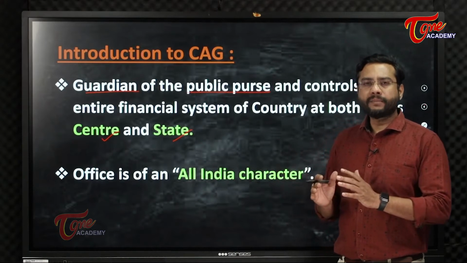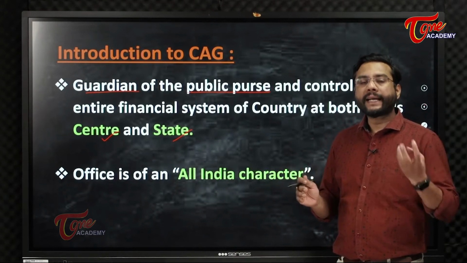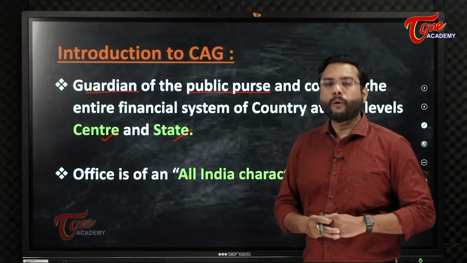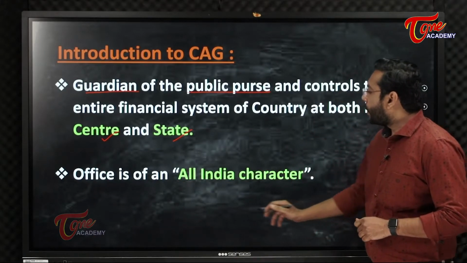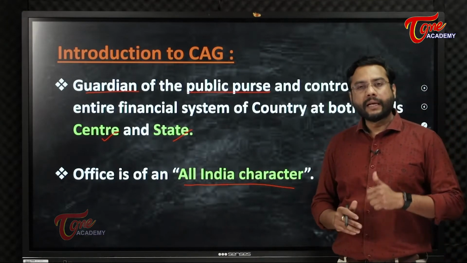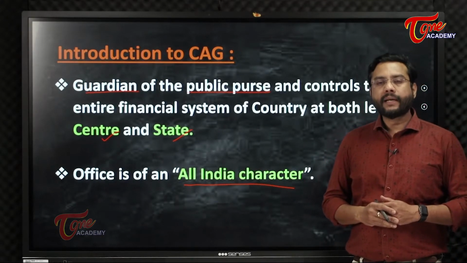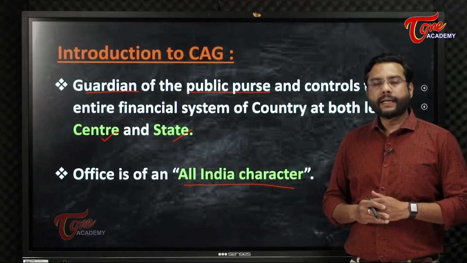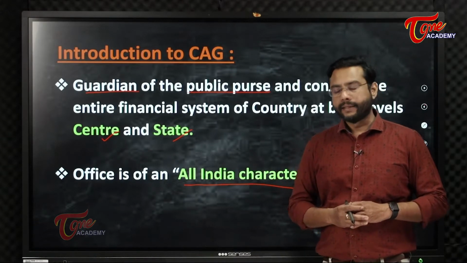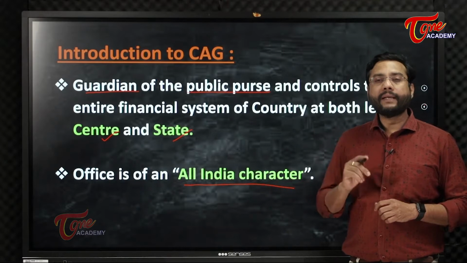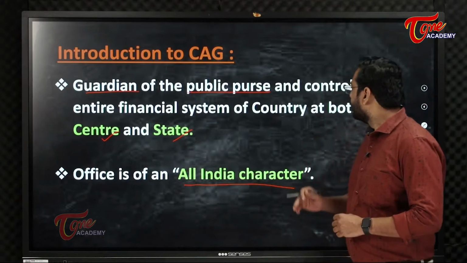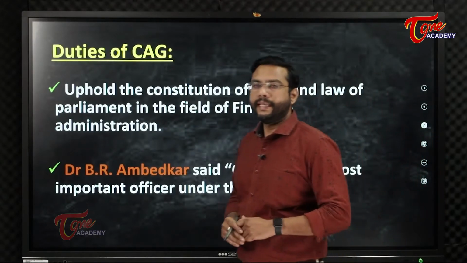When we say public finances, public purse, it is the money which is collected by the Government of India or the money which is spent by the Government of India on various policies and programs. So it's an all India character, because as we know, it's a constitutional body, and we have a single constitution common to both center and the states. So CAG under Article 148 is a constitutional body, and it has an all India character. Here when we say all India character, we have one single office of CAG common for both center and the states as well. So what are the duties of CAG?